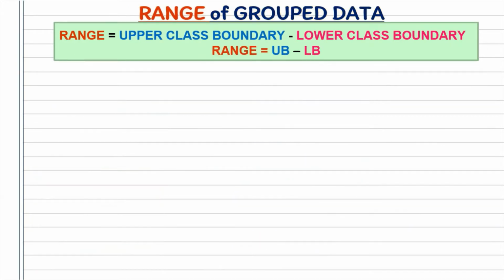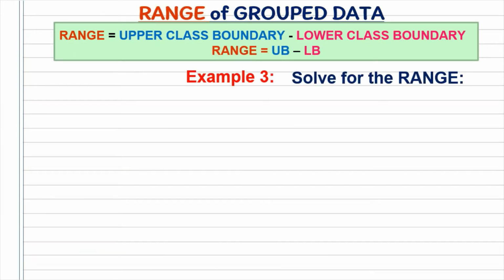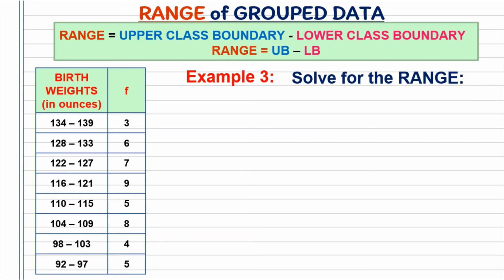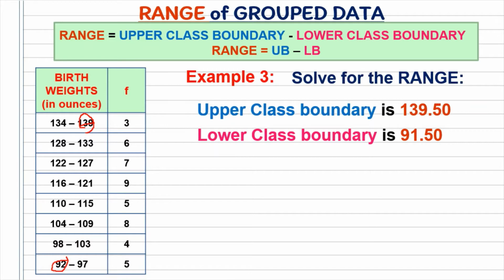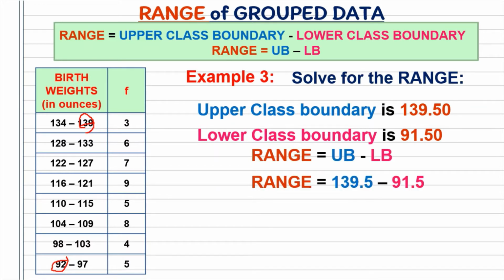Another example. We have example number 3. Bird's weight. So the upper boundary is 139 plus 0.5, that is 139.5. The lowest is 92 minus 0.5, that is 91.5. And we will subtract them. 139.5 minus 91.5, that is 40. So the range is 40.